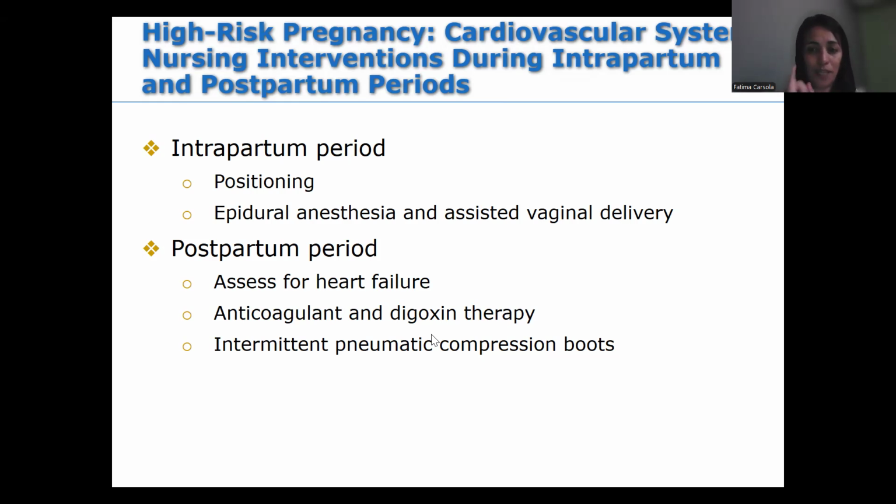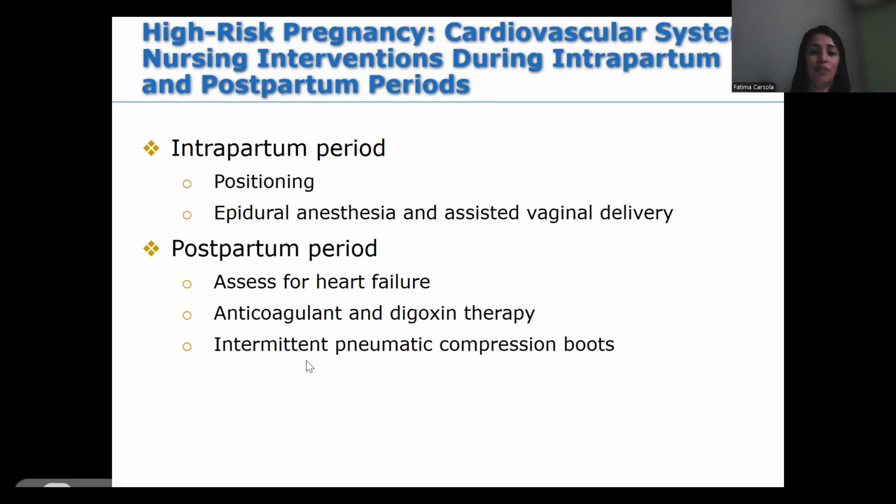The first one was independent. The next one is dependent function. These are the things that we could only do with the order of the doctor, like giving medications or infusing IV medications, okay? Or we also have what we call collaborative functions, and these are the functions that we could freely collaborate with other members of the healthcare team when we are taking care of the patient.